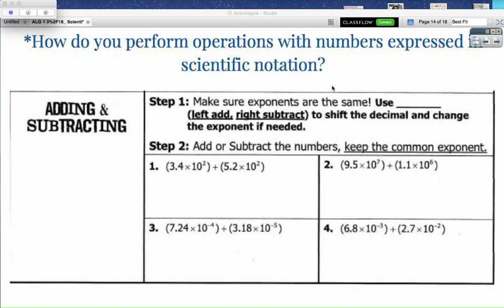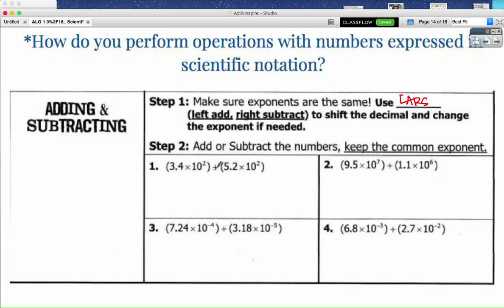So if I want to add or subtract two numbers in scientific notation, the important thing is that the exponent on the base 10 has to be exactly the same. If they don't have a common exponent, we have to fix them to make them have a common exponent, and then we can add or subtract the expressions out front. So use the little acronym that I told you about, the LARS, to help you remember how to fix it.